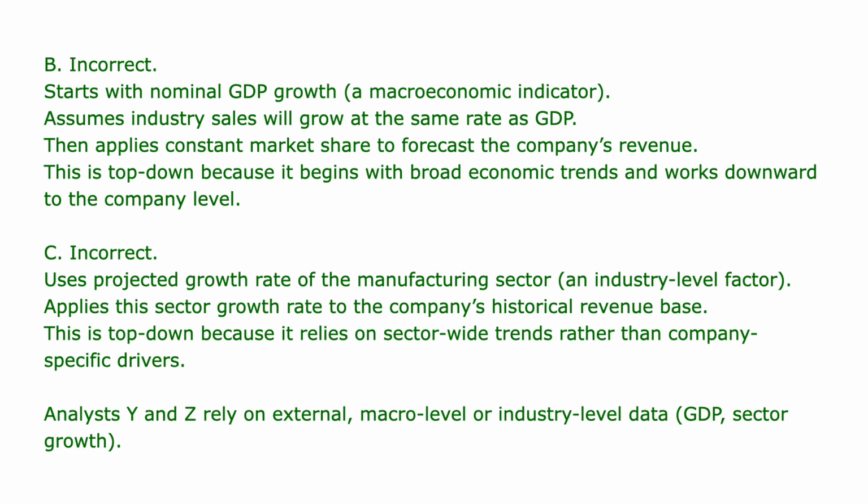B incorrect. Analyst Y is forecasting company revenue using a top-down approach, starting with GDP growth and applying constant market share. C incorrect. Analyst Z uses industry-level data, specifically the projected growth rate of the manufacturing sector, to project company revenue.